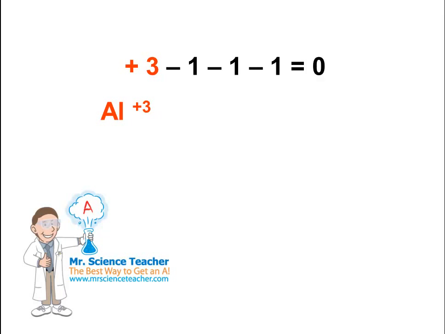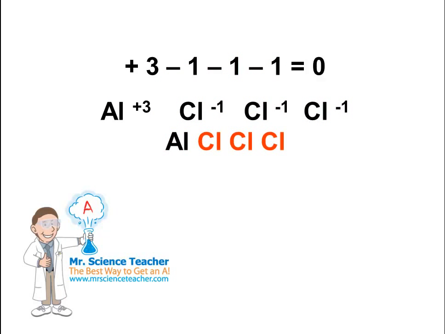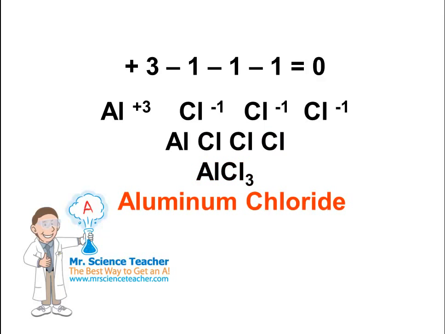Aluminum, -1, chloride, chloride, and a chloride. Al, I have 3 chlorines. Notice I had the +3, -1, -1, -1 equals 0. We know the mathematical equation equals 0. Al, Cl, Cl, Cl. AlCl3. Aluminum chloride. Using this language of mathematics, we have developed a new language, the language of chemistry.